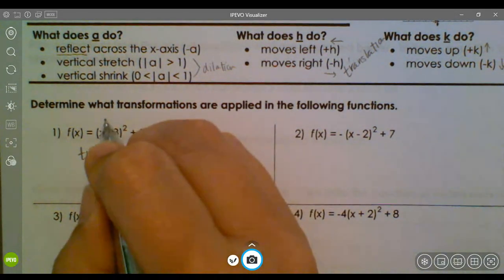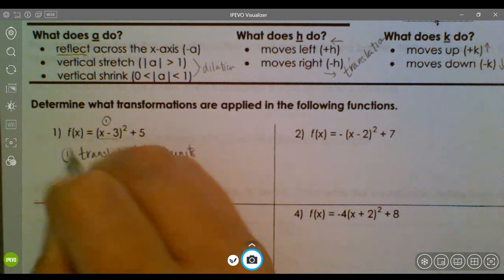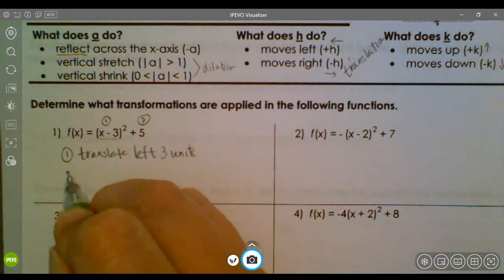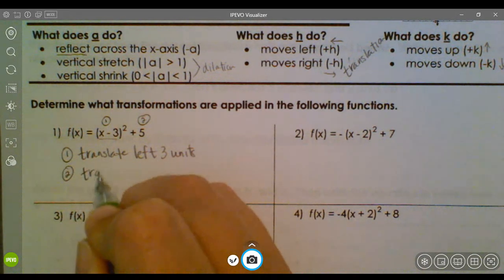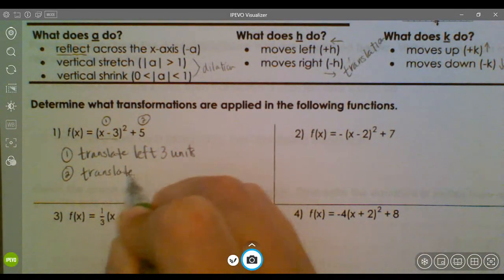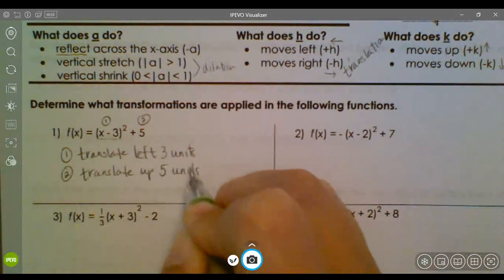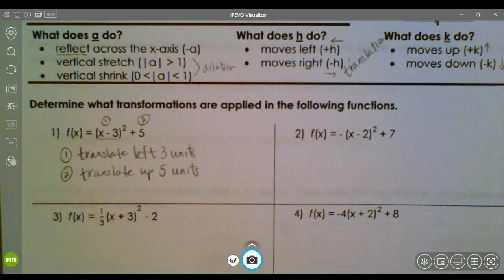Okay, so that's step 1. Then once we've squared, then we add. We're adding to the function. This says we're going to translate up 5 units. Okay.